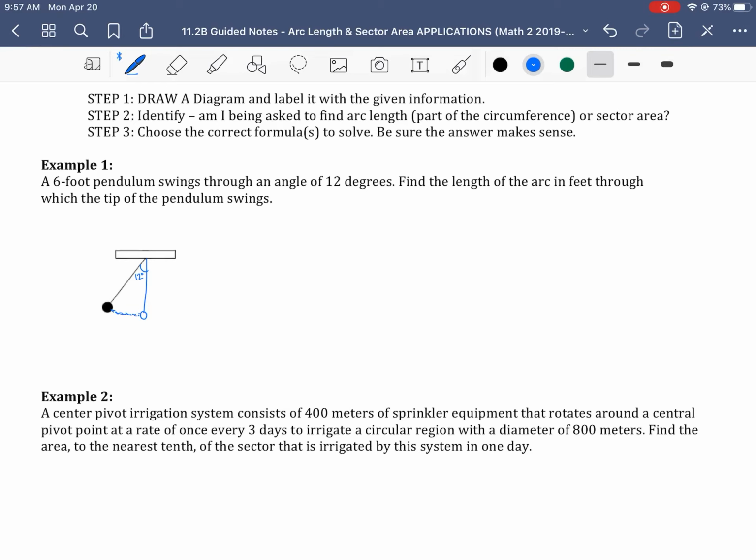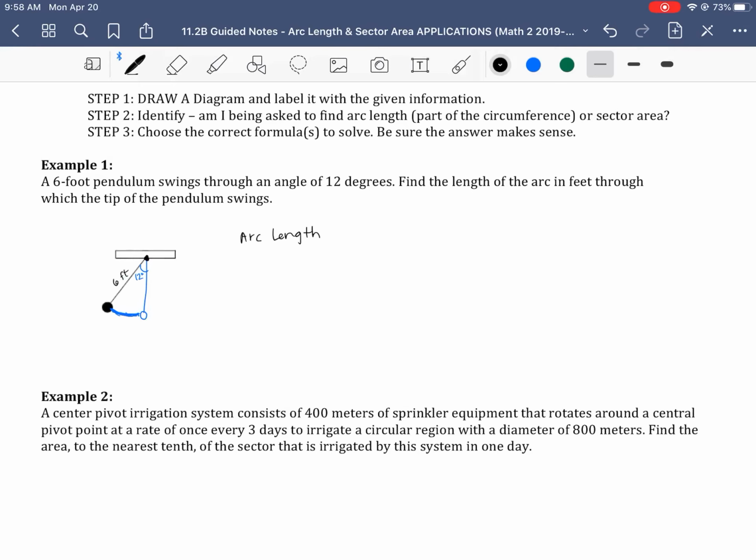So it looks like we are finding this length right here, through which the tip of the pendulum swings during that time. So we're finding this length right here. Now again, remember, if we look back at our formulas, in this case, it's asking us to find arc length, okay? So we've got a diagram making sense of that. We didn't label yet the length, right? We need the length of this pendulum. It looks like it's a 6-foot pendulum. So this radius is 6 feet.